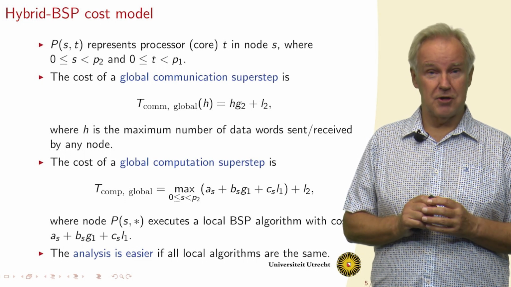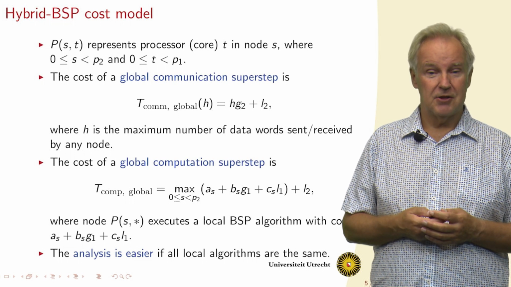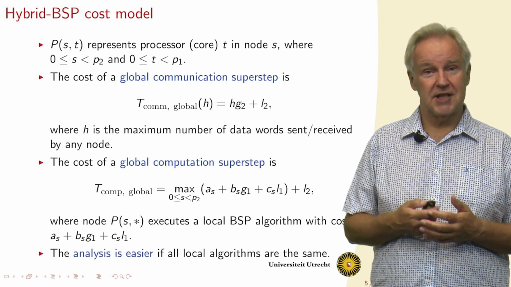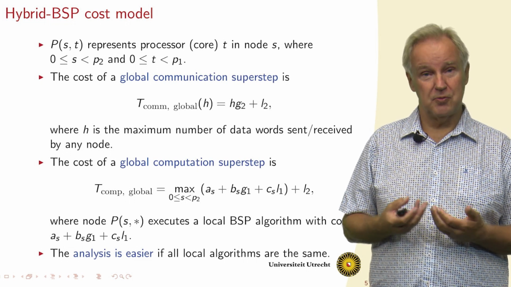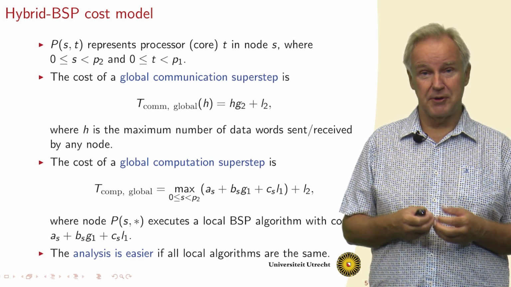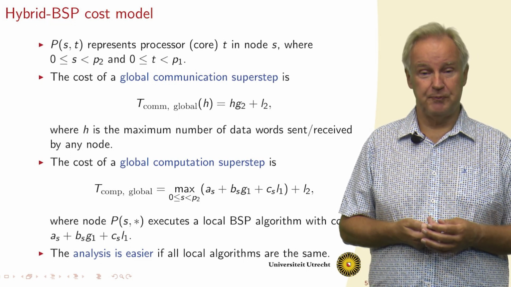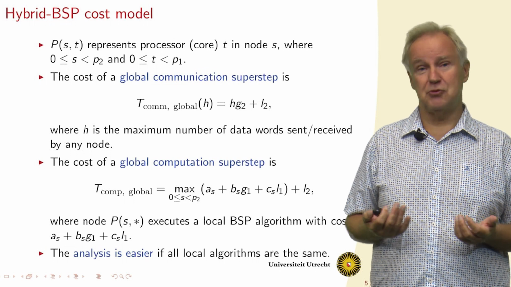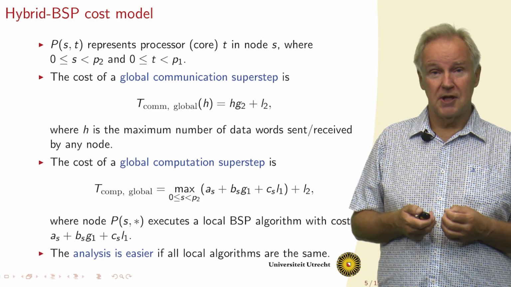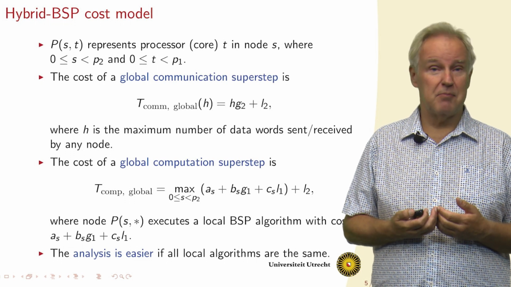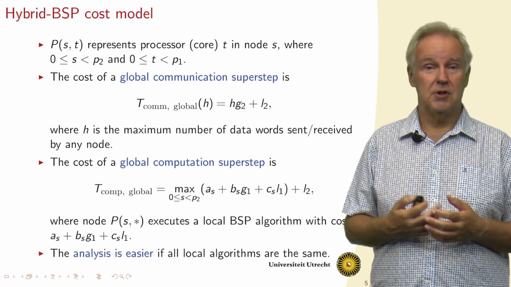Then the cost of a global communication superstep is an H relation. So the global cost is H times G2 plus L2. We have the subscript 2 because we're talking about level 2. And then the question is, what is H really in this case? Well, it's the maximum number of data words that a node sends to another node.